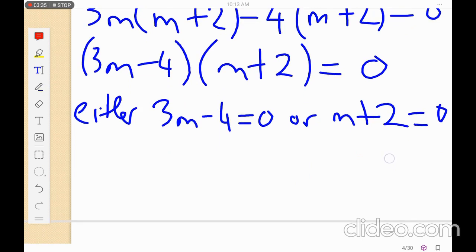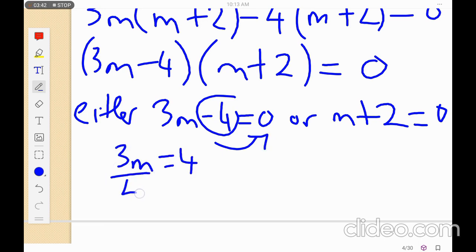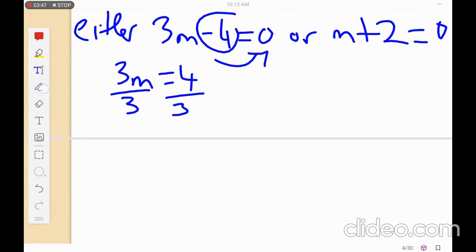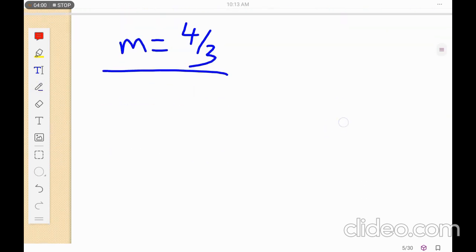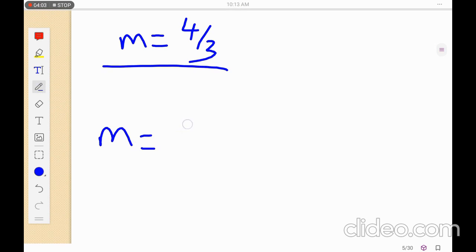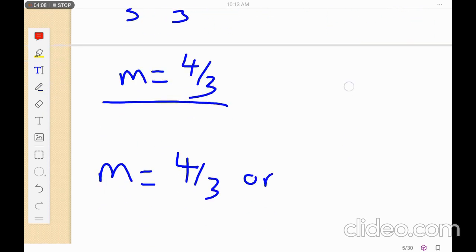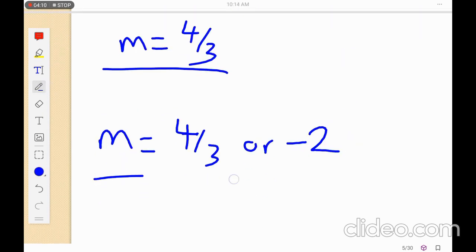So 3m, this one I can take to this side, it becomes plus. So I have 3m is equal to 4. So I divide both sides by 3. So our m here is equal to 4 over 3. Then on the other one, our m is equal to minus 2. So our values for m are 4 over 3 or minus 2. Those are our answers there.